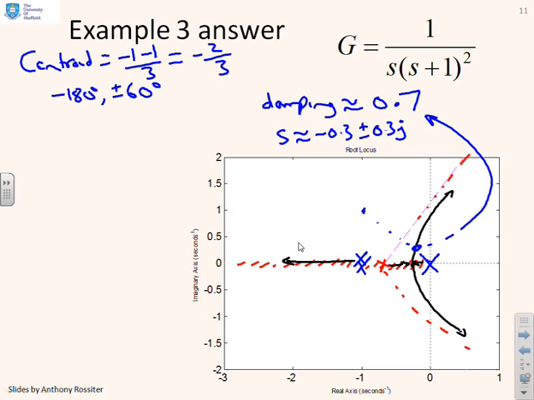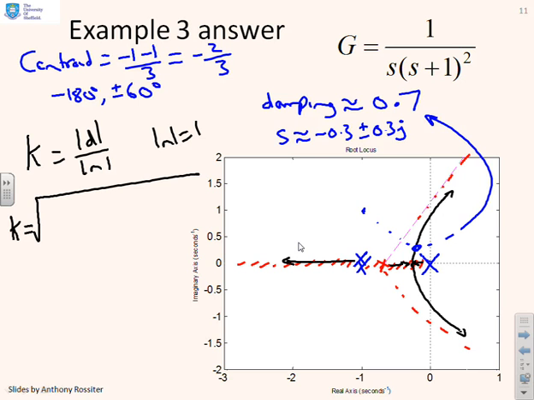So now I need to find the k. You remember the k is given by modulus of d over modulus of n. In this particular case, the modulus of n equals 1, so I'm just going to get the modulus of g. So what I've got to do is substitute in that value of s. So k is going to be the square root of: if I have just s, I get 0.3 squared plus 0.3 squared. And if I have s plus 1, then I'm going to have 0.7 squared plus 0.3 squared, and that particular term will be squared, because clearly there's two of them.